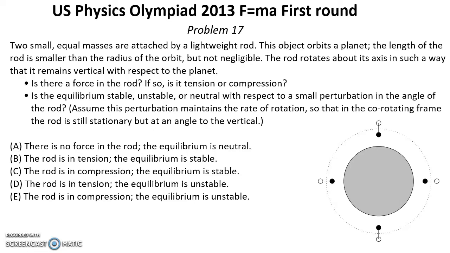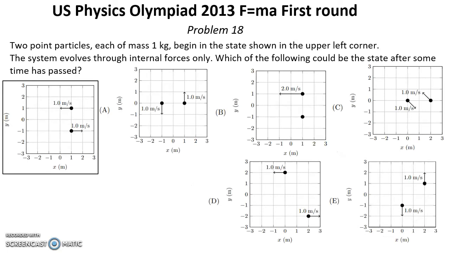Second, the stability of the position is best understood in the co-rotating frame. In this frame the outer mass experiences an outward radial force and the inward tension of the rod, and the inner mass experiences an inward radial force and the outward tension of the rod. When the rod is rotated slightly, these forces create a restoring torque, so the equilibrium is stable, and the correct answer is B. Problem number 18.